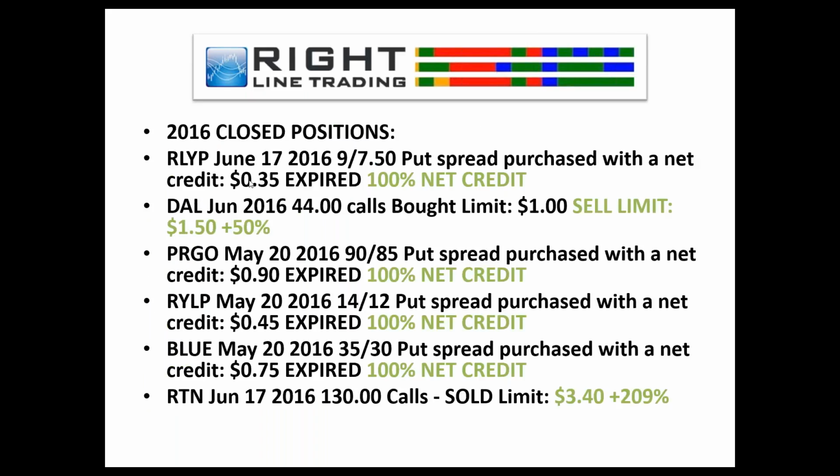Now, here are some of our closed positions. We've taken a few losses, but we've taken an enormous number of winners, and I mean an enormous number. I don't know anybody who has more wins who posts their results. We put in a put spread on Relapsa Pharmaceuticals. We got 100% of our net credit, $35 a spread. Delta Airlines was just a call that I purchased at $1. Just a few days later, we sold it for $1.50, and we made 50 cents on the position.